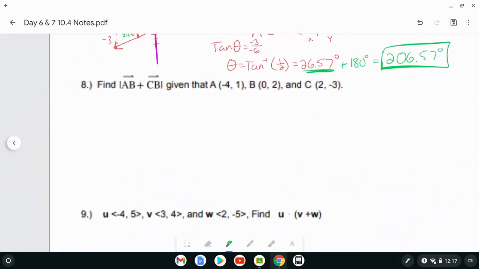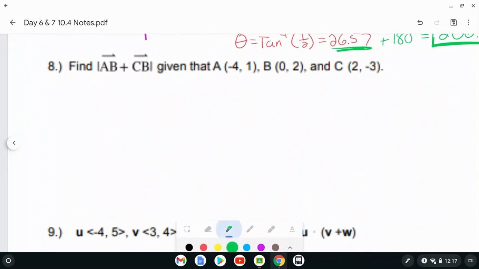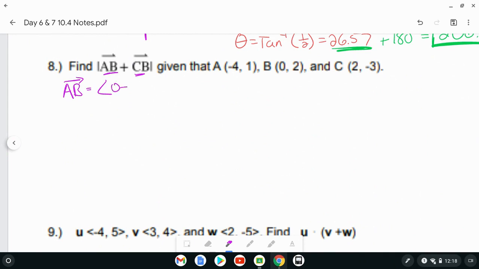Number 8, we got to do a little vector addition here. So the first thing we want to do, again, to make these easier to add rather than finding the coordinates and stuff, let's find the component form of AB. The component form of AB, you take x2 minus x1, comma, y2 minus y1. So the component form of this would be (4, 1).